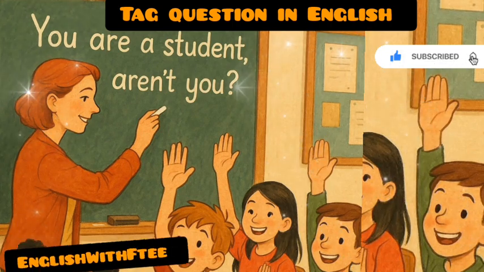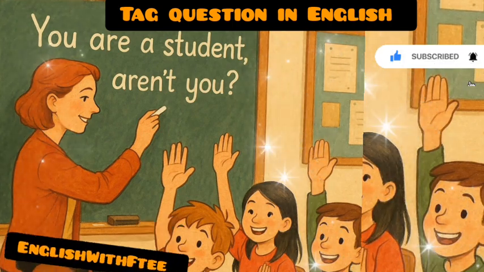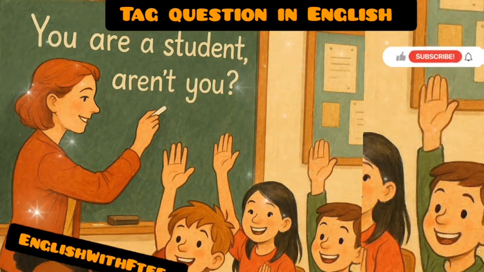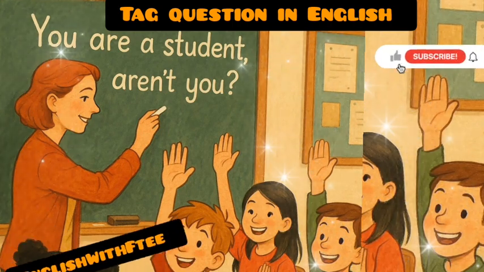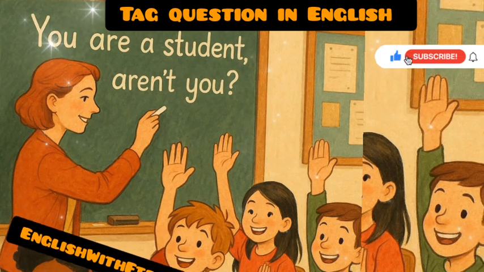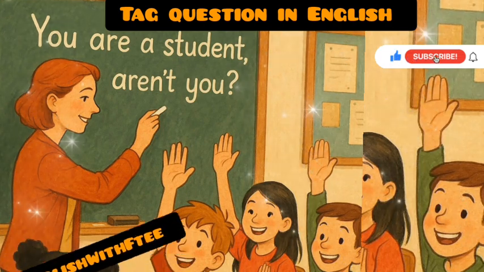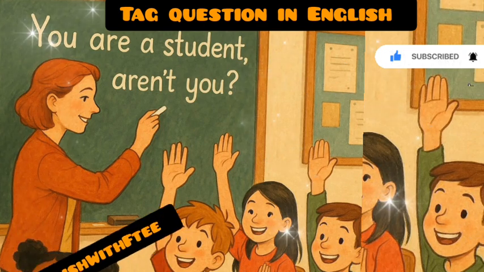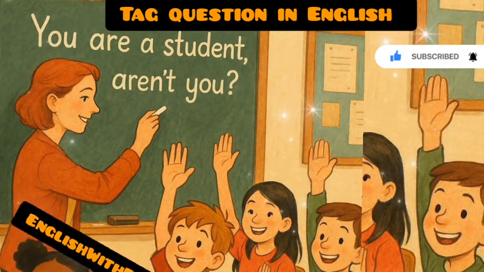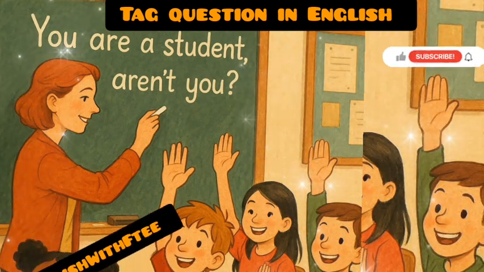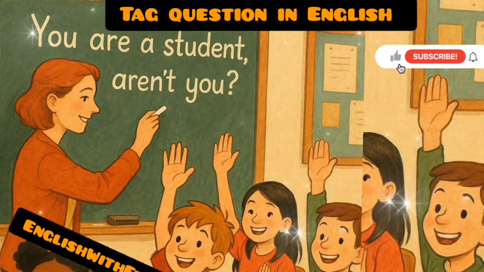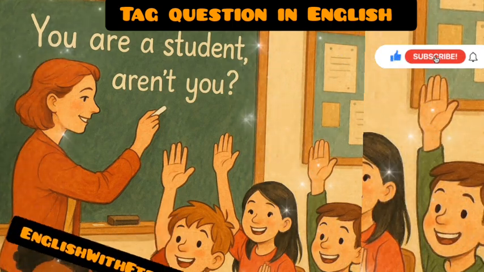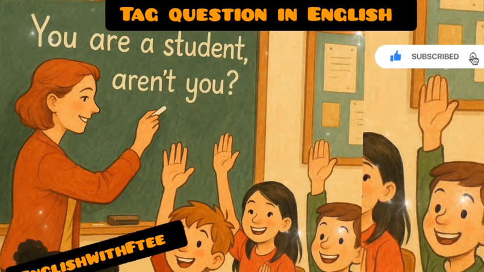Example number 2. You weren't here last night, were you? If you also look at this sentence carefully, you will see that the statement is in the negative and it requires what? A positive tag. Were you? And also, the auxiliary verb in the statement also appeared in the tag. You weren't here last night, were you?